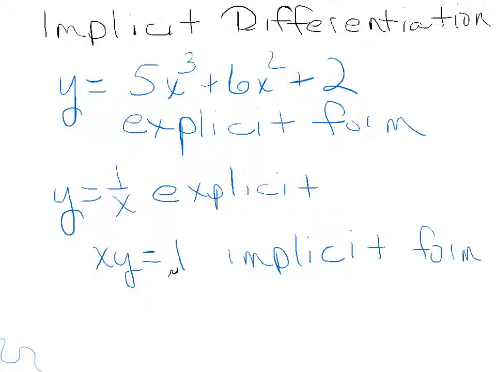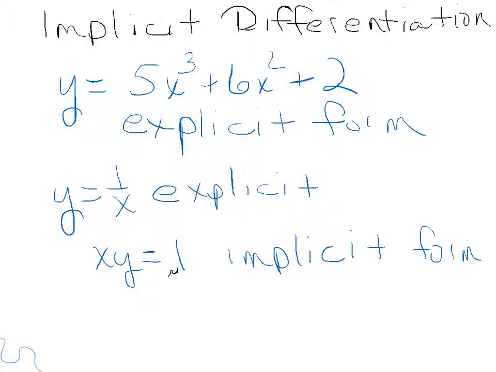And every time that we have found a derivative so far this year, we have found a derivative from the explicit form of the equation. We've taken the derivative of y with respect to x, and we've only taken the derivative of the variable x if we're finding with respect to x, or t if the equation was in t instead of x. But there are times when we cannot explicitly solve the equation.